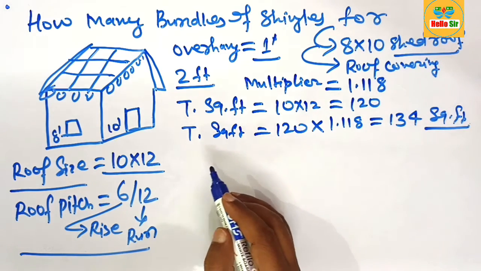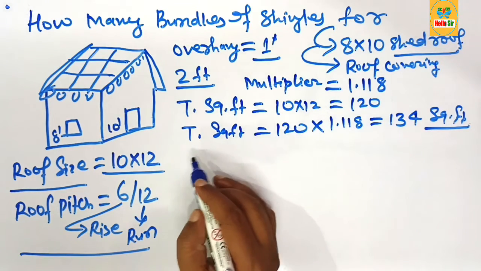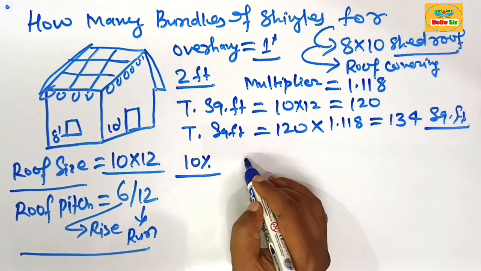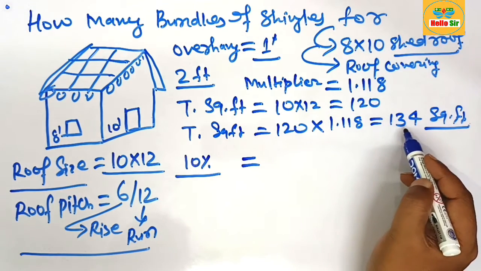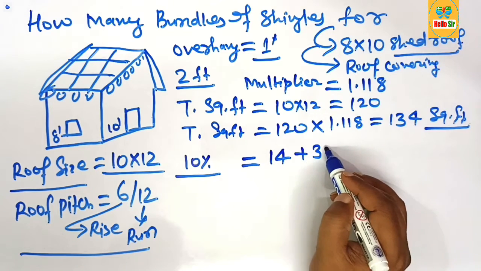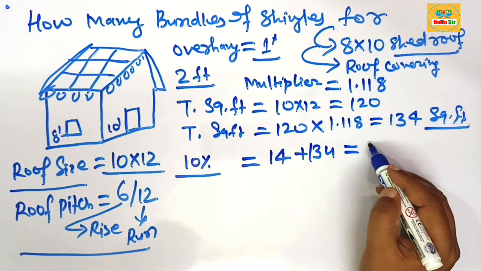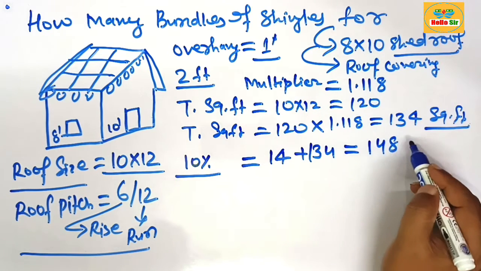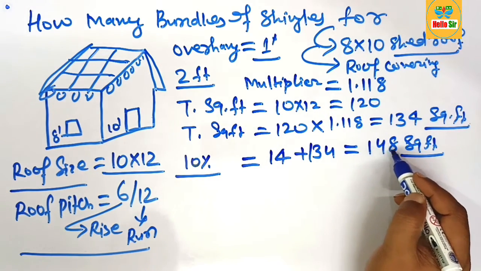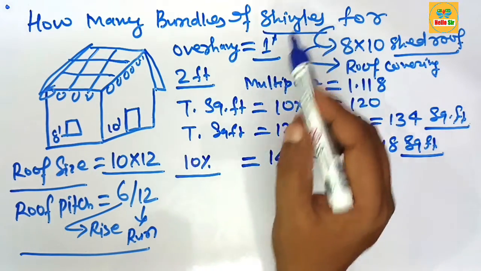And some shingles material are damaged during transportation, storage, and installation. Roughly we take about 10% for the wastage. 10% of this square footage is about 14. Add this to 134. After adding, this will come to about 148 square feet of area. It means you have to cover 148 square feet of roof structure with shingles material.